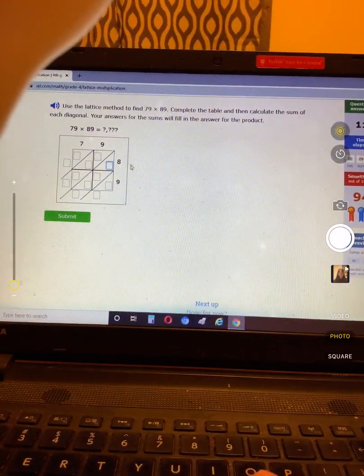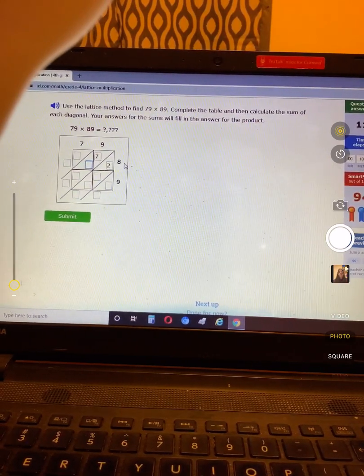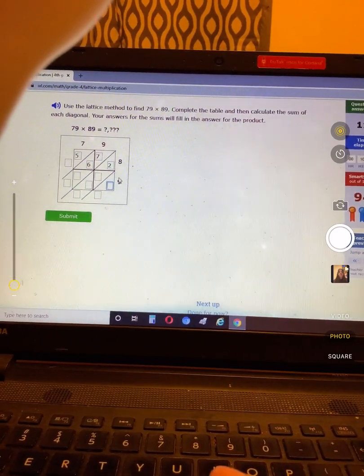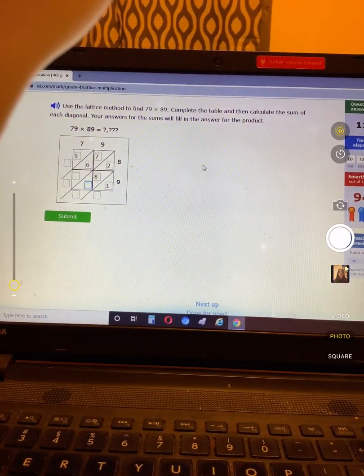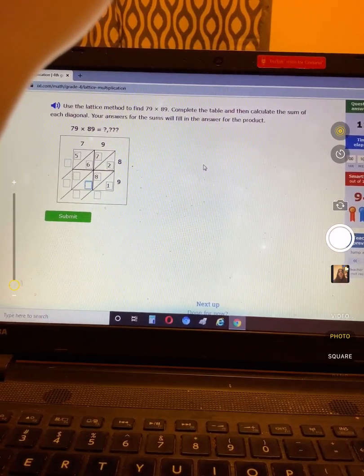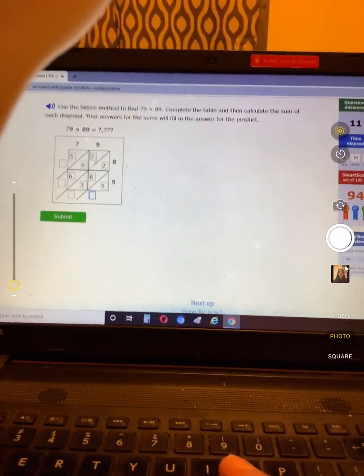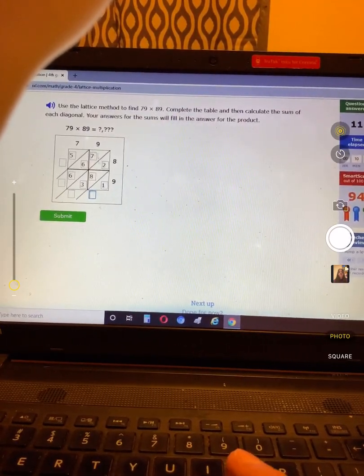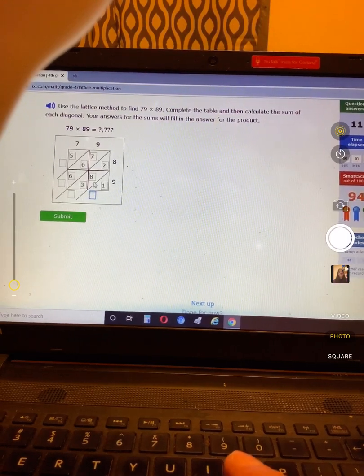Okay, 9 times 8, 72. 8 times 7 is 56. 9 times 9 is 81. And then 9 times 7 is 63. Notice this looks like 72. This looks like 56, 63, 81.